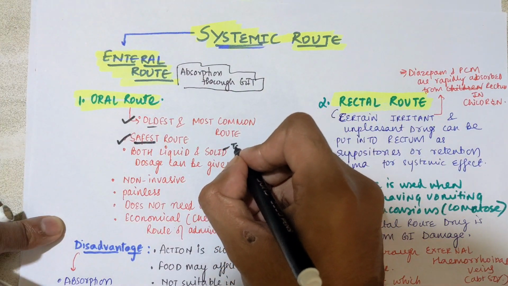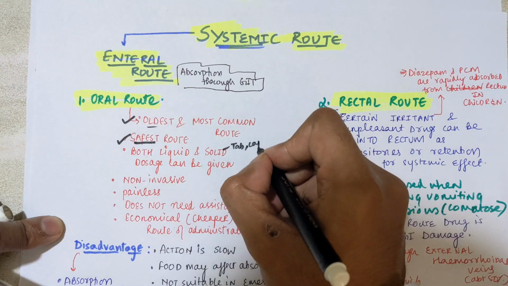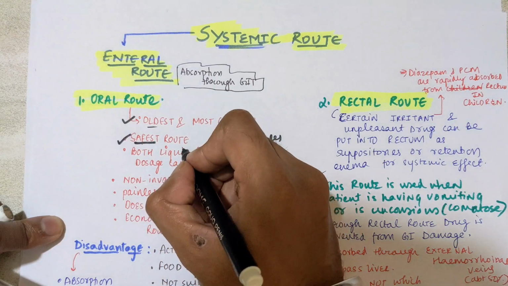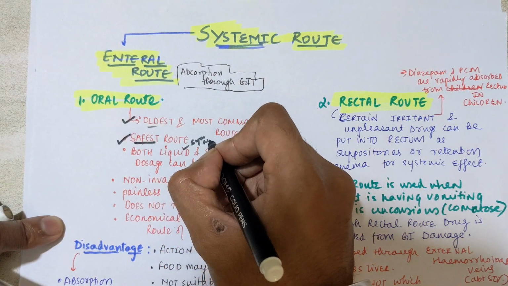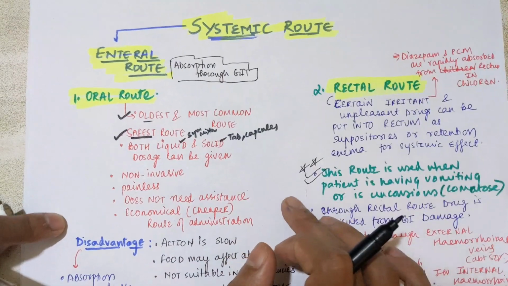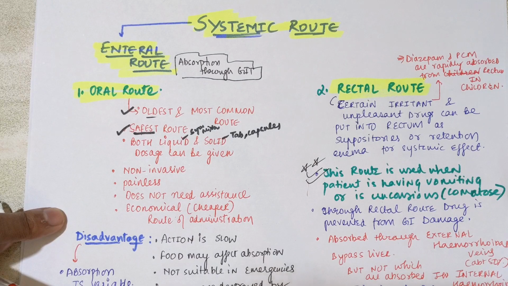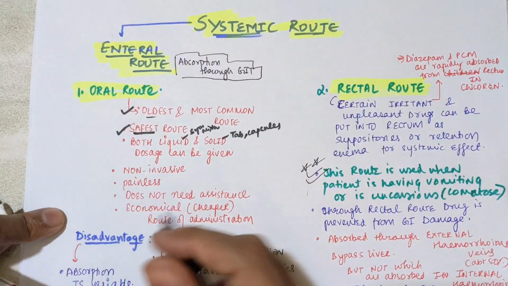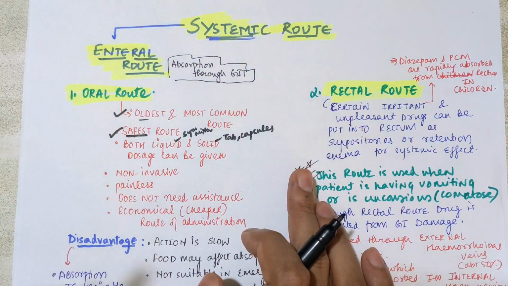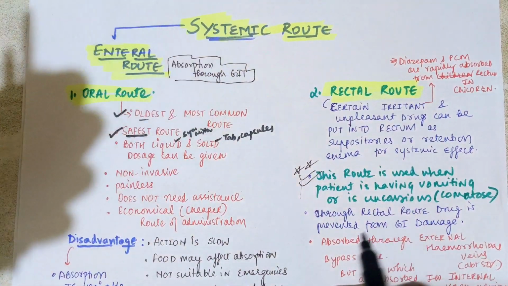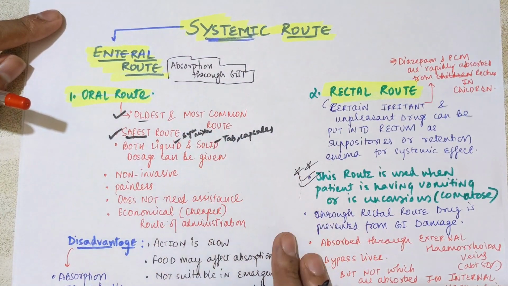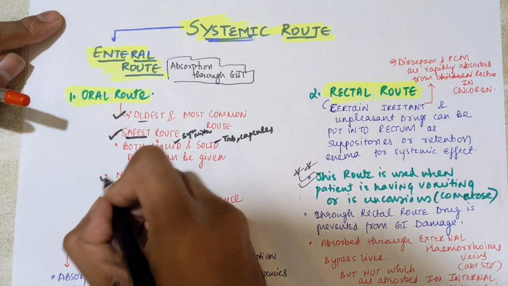Solid means you can give tablets and capsules. In liquid you can give syrups and mixtures. So all these are the ways you can administer the drug through the oral route. These are the advantages of the oral route. And the next point is that it is non-invasive. You don't have to invade the skin as we do in the parenteral route, in injections, where we actually invade the skin. That task we don't have to do in the case of the oral route, so it is also an advantage.